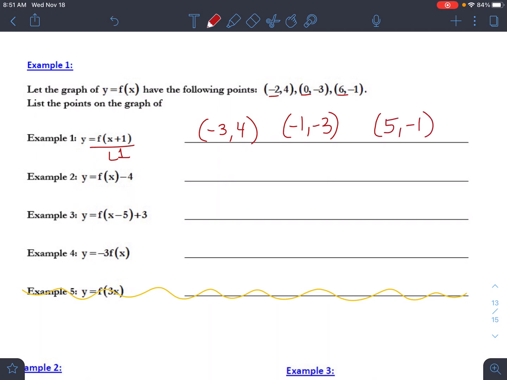Okay, so let's try out example 3 here, actually. We'll save 2 for class. Okay, example 3, inside minus 5. That means right 5.